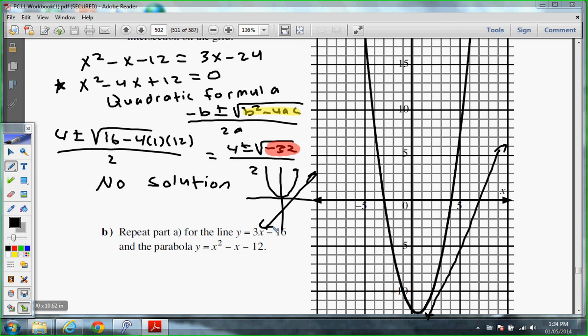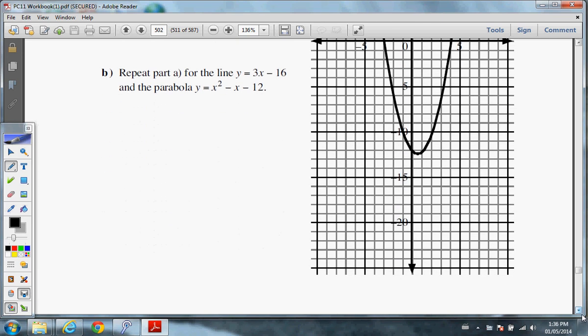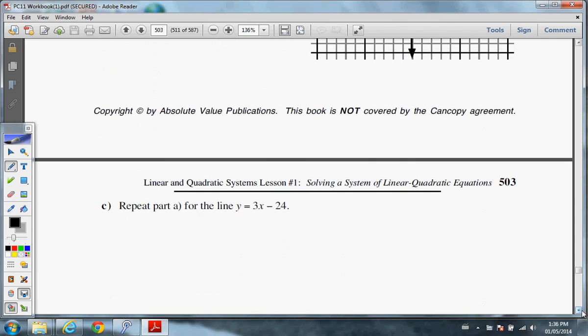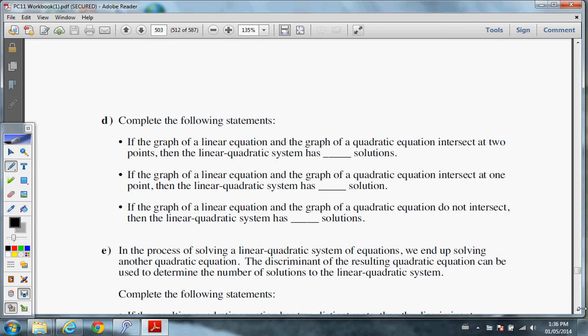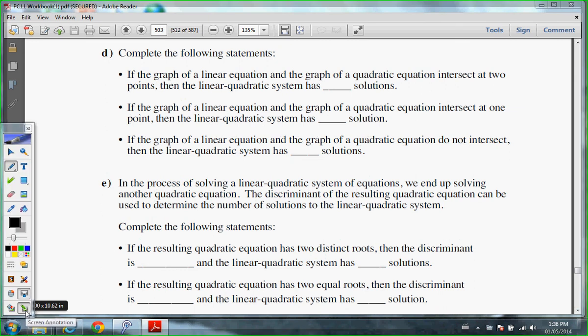Now we've got a couple definitions, and then we'll be done. Completing the following statements. If the graph of a linear equation intersects at 2 points, then we have 2 solutions. It's that simple. If they intersect at 1 point, we have 1 solution. And if it does not intersect, like the last one we just did, then we have 0 solutions.